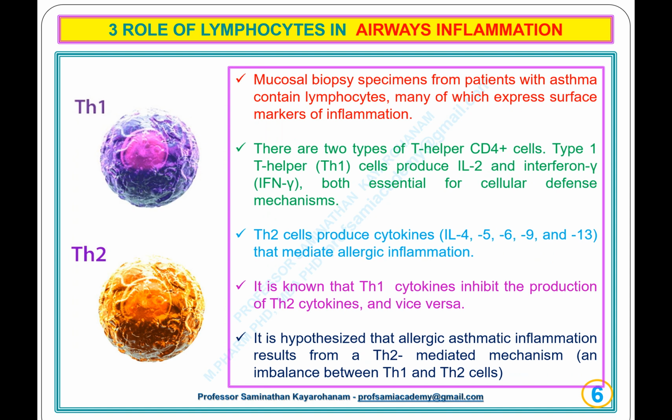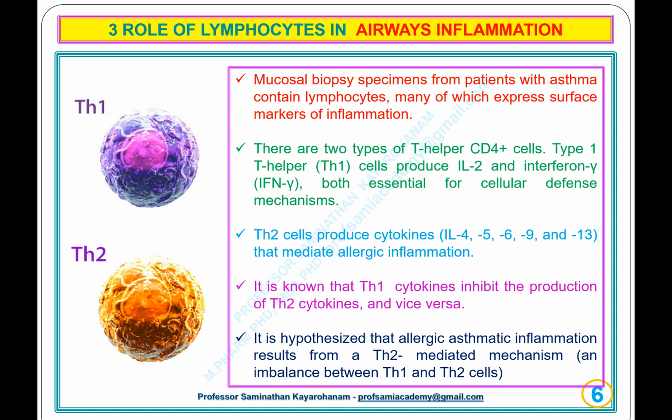Next slide. 3. Role of lymphocytes in airways inflammation. Mucosal biopsy specimens from patients with asthma contain lymphocytes, many of which express surface markers of inflammation. There are two types of T helper CD4 cells. Type 1 T helper, Th1, cells produce interleukin-2 and interferon gamma, both essential for cellular defense mechanisms.